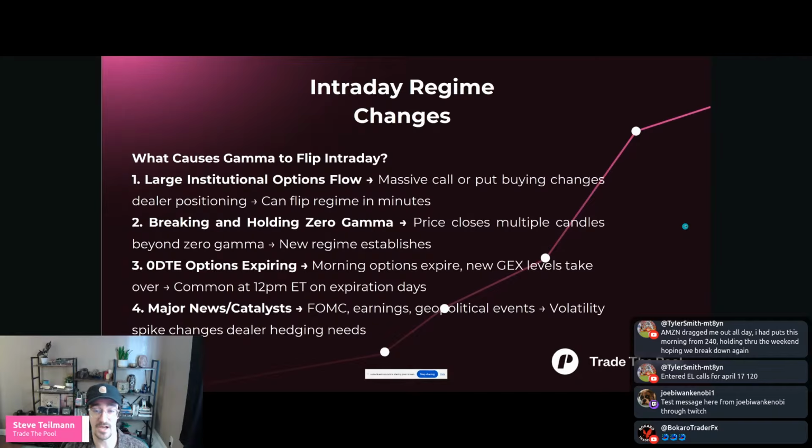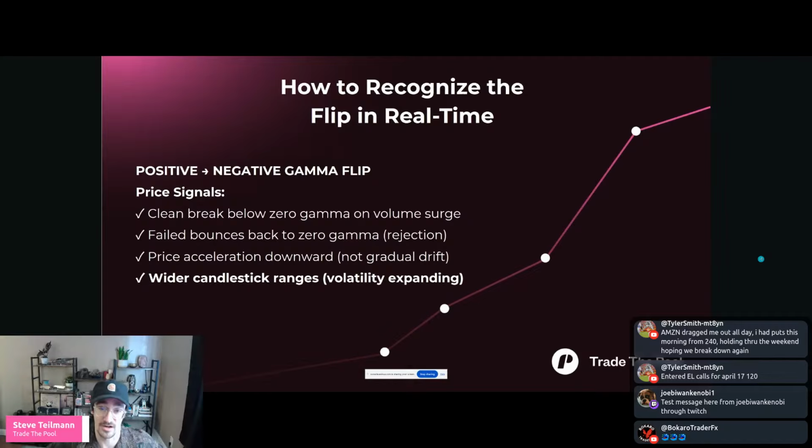So these are the mechanisms behind intraday regime changes. And now let's talk about how we can recognize them. The first one we're going to be talking about is positive to negative, this gamma flip here.